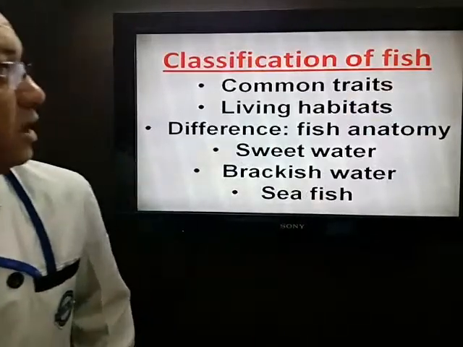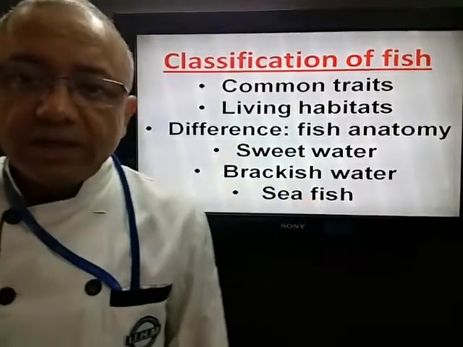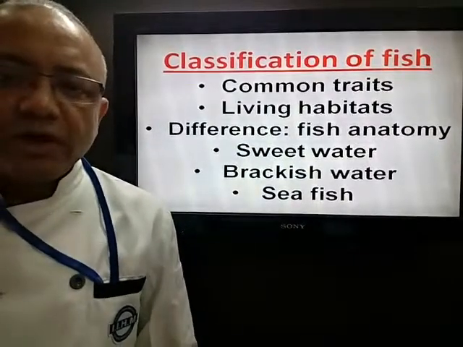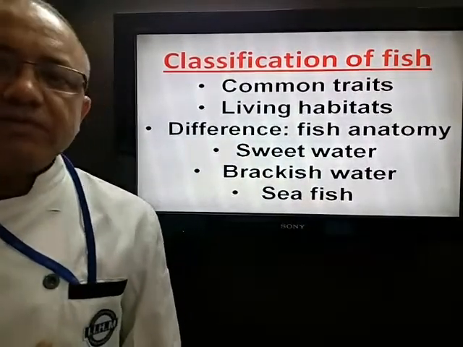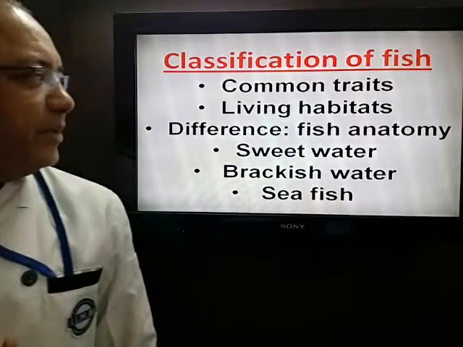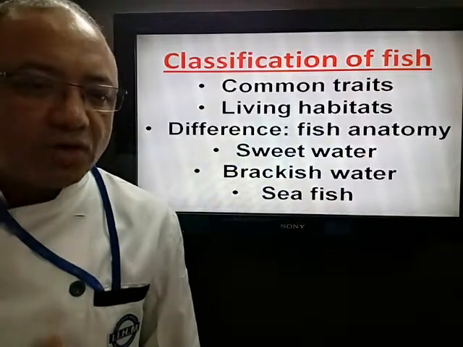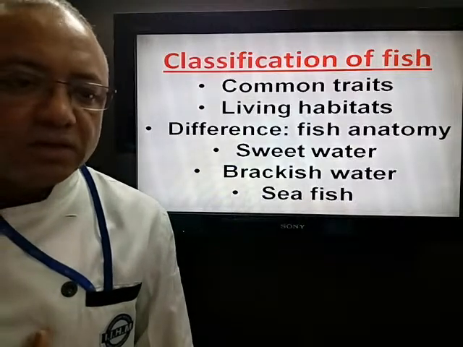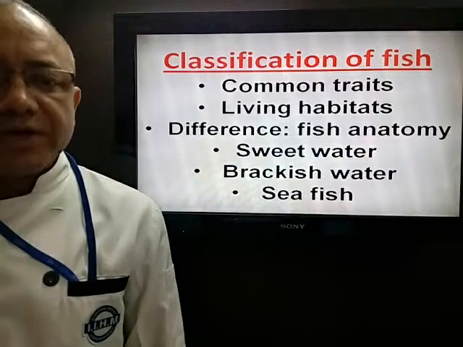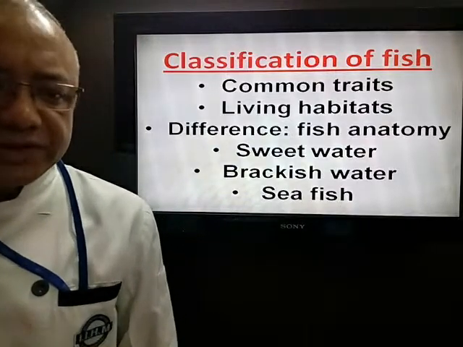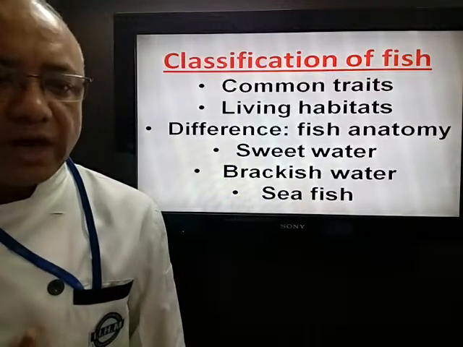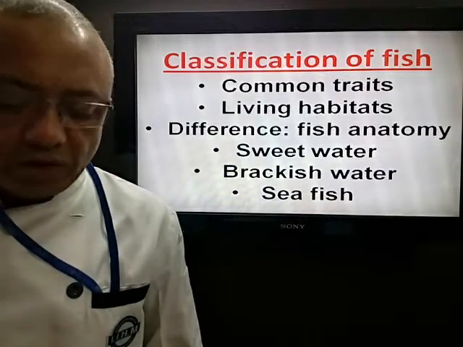Now, in this chapter, we will study the classification of fish and the common traits of fish. These are the learning objectives you have to understand in this chapter. There are common traits, living habitats, and differences in fish anatomy, including internal parts like gills and related processes, how fish swim, how they live, and how they maintain their temperature. Then we will classify fish on the basis of sweet water fish, brackish water fish, and seawater fish.